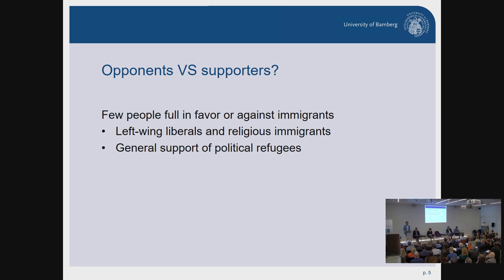Or, for example, we also know that there's a very high support of political refugees. There are studies that show that almost everybody, up to 90-95% of the people, are in favor of accepting political refugees, in contrast to other refugees like economic refugees, which shows that it is not always true that a majority, or at least a big minority of the population, is against immigrants. It really depends on which immigrant groups we talk about, and this shows that it's much more complex than just an opposition between people in favor or against immigrants.